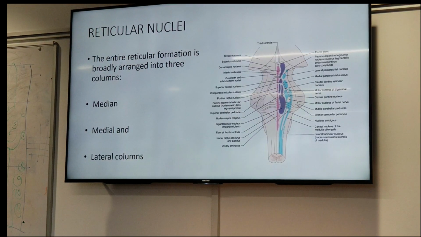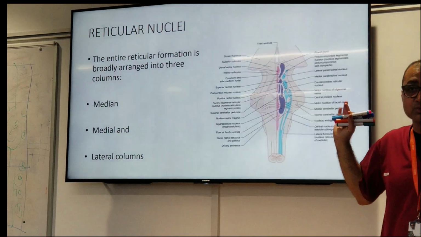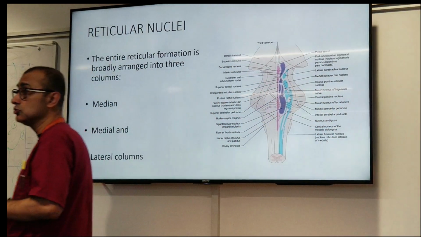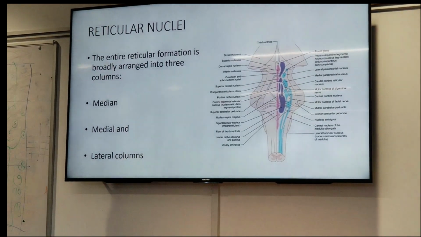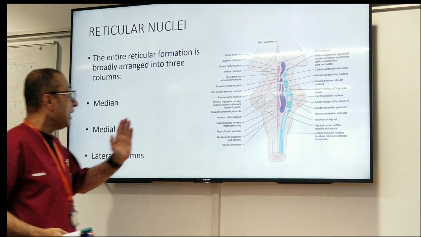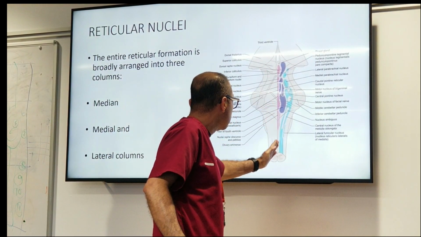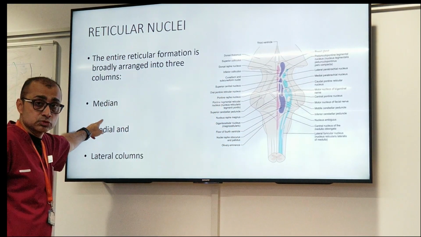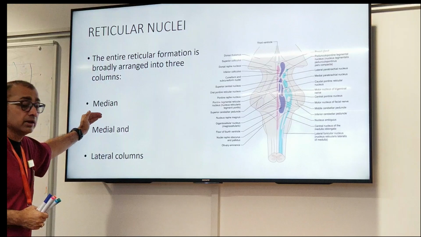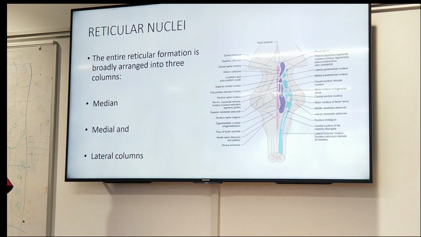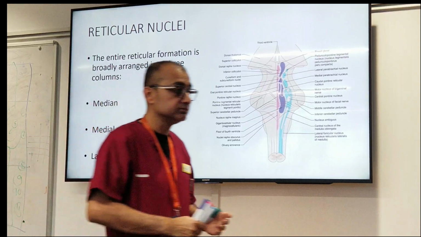For the moment, don't think you have to remember all these nuclei. That is not possible for anyone. But what you need to know is that these nuclei and tracts can be divided into 3 main categories. Around the midline, they are called median, for example around the cerebral aqueduct. Those just lateral to the median are called medial, and those that are more lateral are called lateral. Median is where it is in the midline itself.